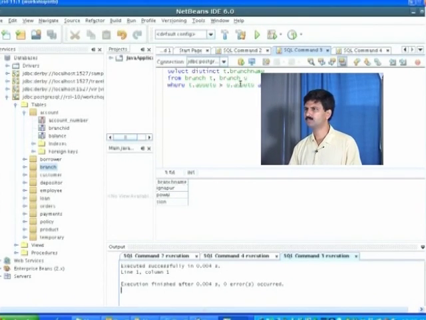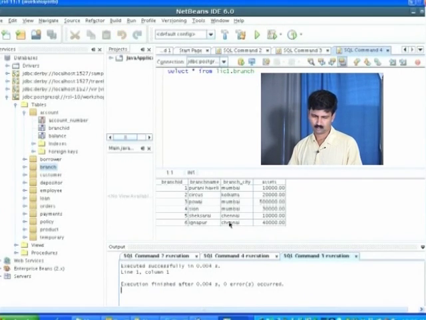Any questions? So Kolkata has just the one branch with 20,000. So all of these, Ignapur, Sion, and Powai, these are the three which have greater assets than some branch in Kolkata.